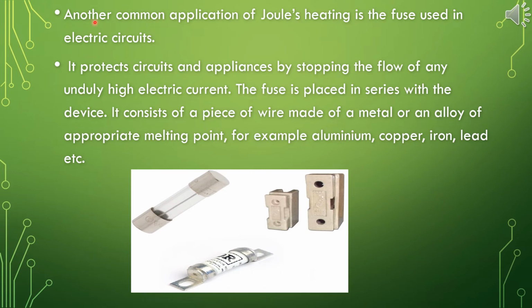Another common application of Joule's heating is the fuse used in electric circuits. Fuse protects circuits and appliances by stopping the flow of any unduly high electric current. Solely it is called a safety device. The fuse is placed in series with the device. It consists of a piece of wire made up of a metal or an alloy of appropriate melting point. For example, aluminium, copper, iron, lead can be used. In the below figure you can observe some of the fuses shown.